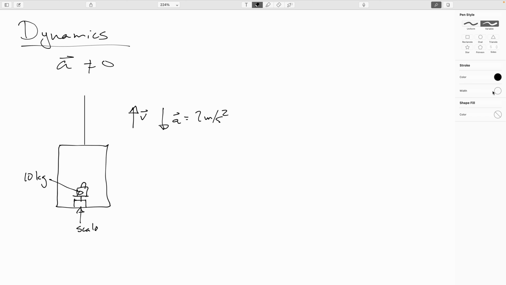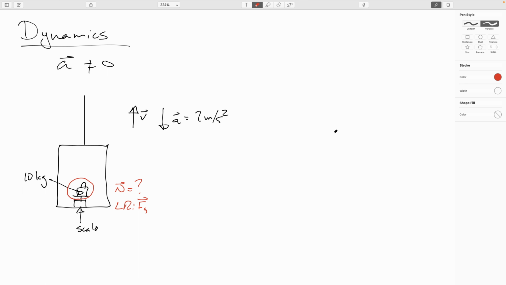Now that gets into the important question of what it is that a scale reads. Well, a scale reads the normal force. So let's go ahead and do a force identification diagram for our mass here. And we can see that our only contact force will be the normal force, and that's what we're looking to find. And then long-range forces, all we've got is gravity.